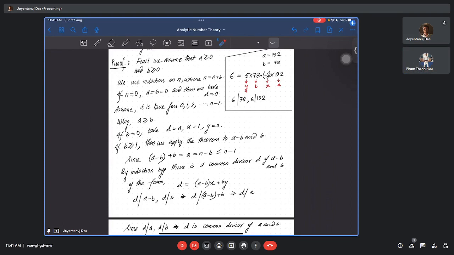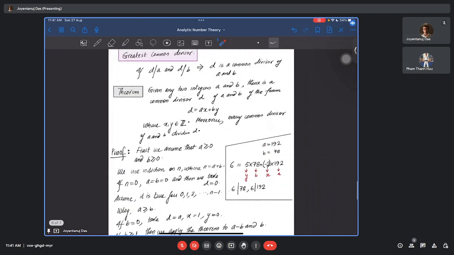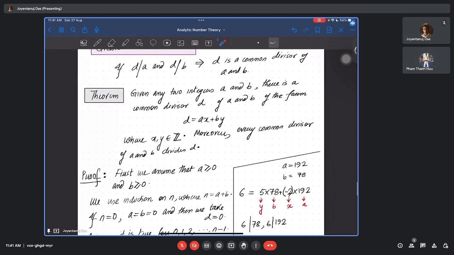So it is saying that we will find a common divisor that we can express in this linear form, ax plus by. That is the statement. So it is not saying any special condition. It is just saying we can find a common divisor such that I can express d like that, ax plus by. And once I find this d, any other common divisor will divide d.